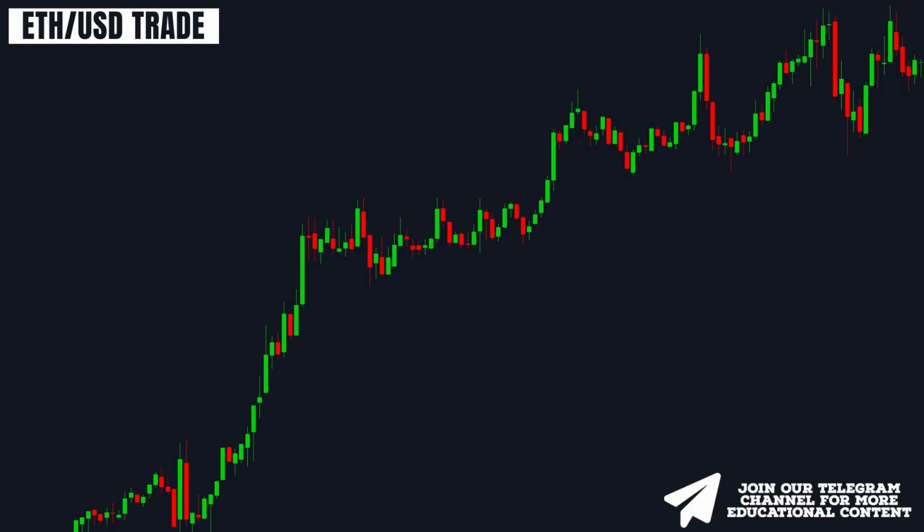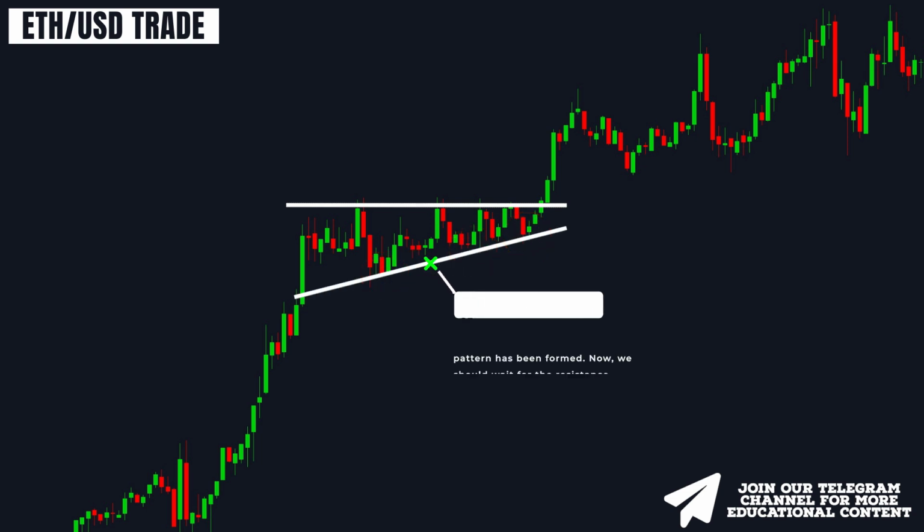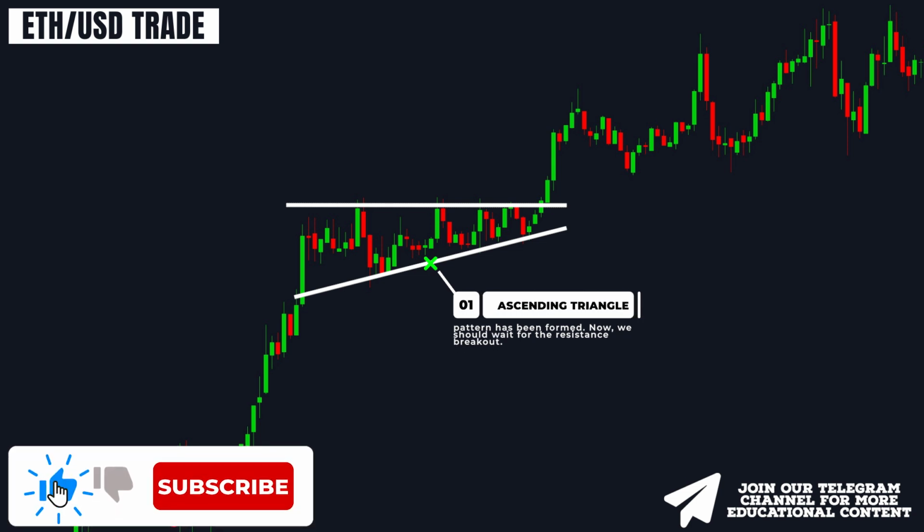Here's Ethereum. As you can see, we have a moving uptrend right here. So our first step is complete. The price then approaches some resistance on its way, thus creating the same highs along the top. Meanwhile, buyers are gaining momentum, as can be evidenced by higher lows along the bottom. Next, we must wait for the price to break above resistance.